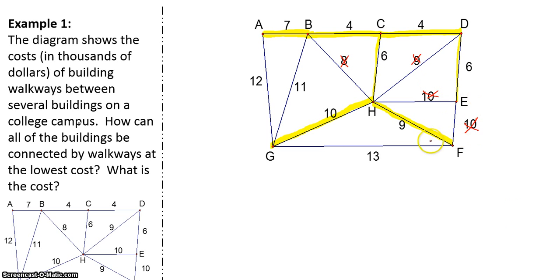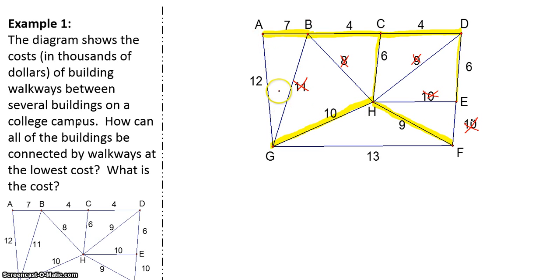So the next number would be 11, but if I build this one, that will create a circuit. I can still get from building G to building B. I would just have to go the long way if I want to be on the sidewalks. And so that's okay because they're going to save that cost. If you can get there, even if it's roundabout, they're going to save some money. And then what else is there?